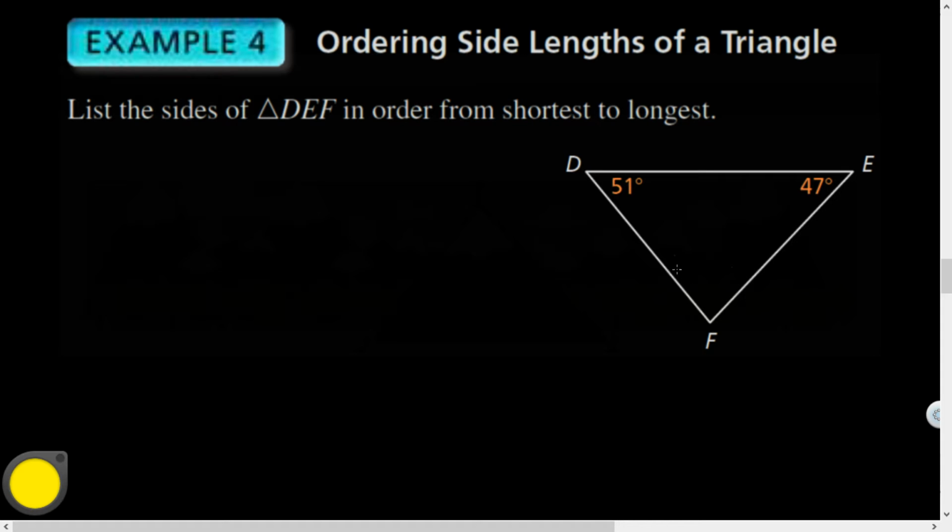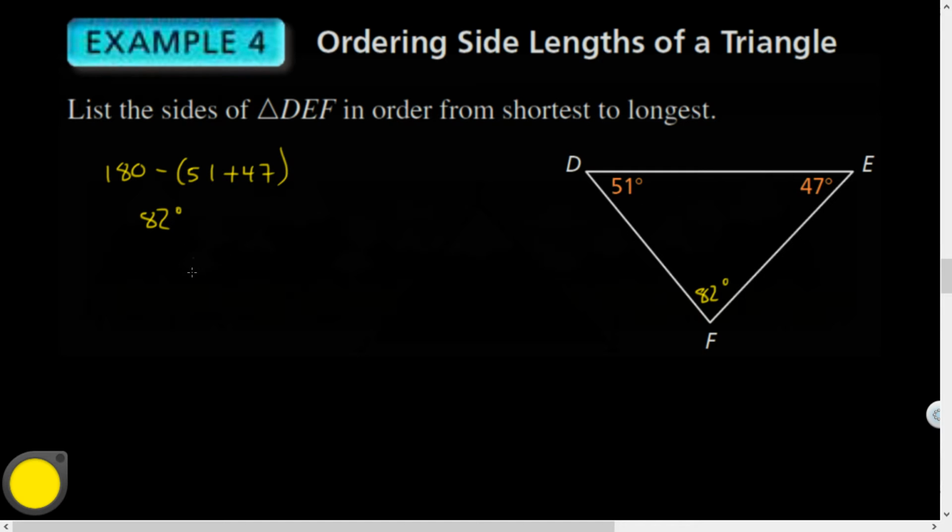Could we figure out the measure of angle F? What's that going to be? 180 minus 46? Let's see. I'm slow with the maths here, friends. So 51 plus 47 would be 98. Looks like 82. So 82 degrees. That was true by triangle sum theorem and subtraction property.